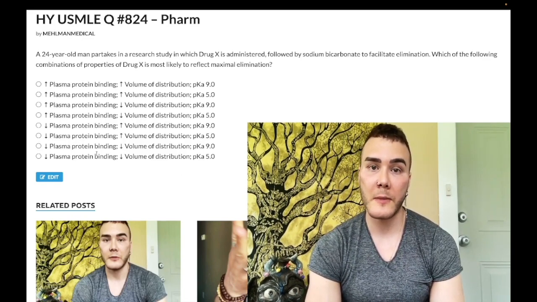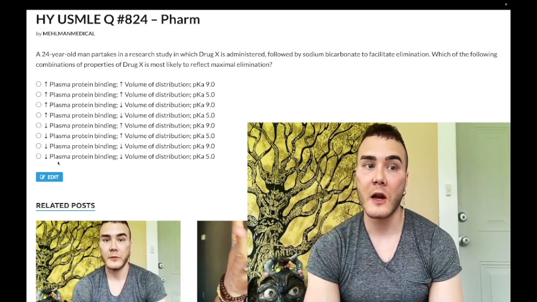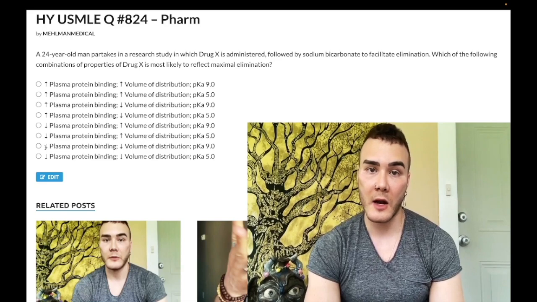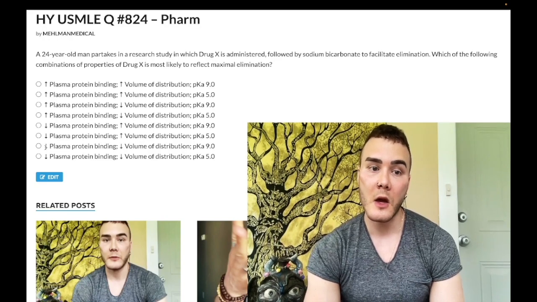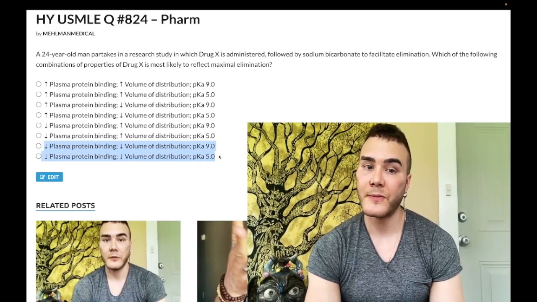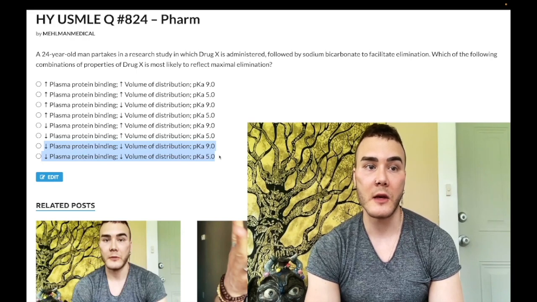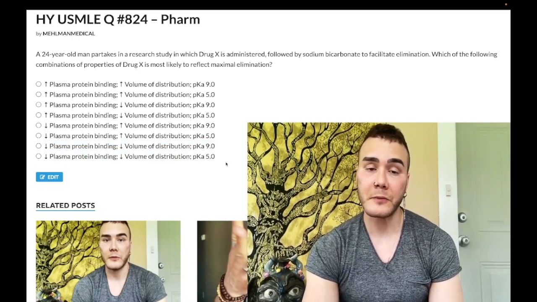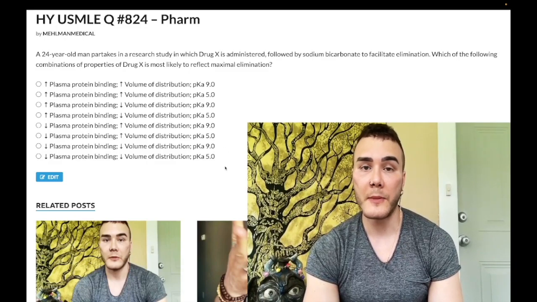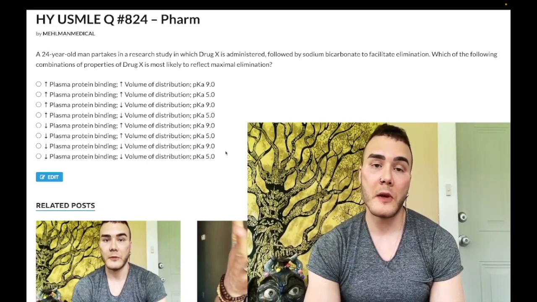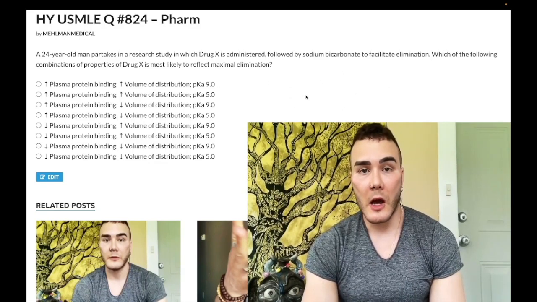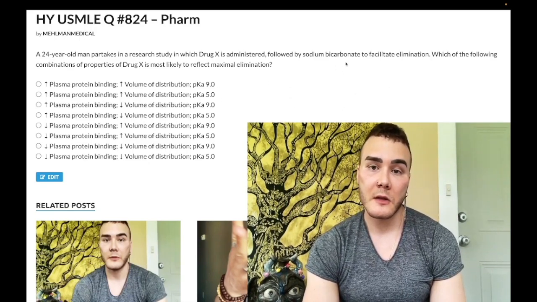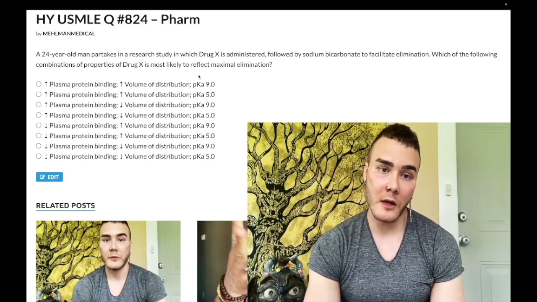So for greater elimination, we want a drug that not only has reduced plasma protein binding so that it can be filtered into the urine more readily, but we also want a drug with a decreased volume of distribution so that it's limited to the intravascular space. It's not dissolved. It's not within interstitial spaces or within adipose tissue. So we're looking at these bottom two answer choices here. Now, arguably the more difficult component, looking at the pKa, as if this is high school AP chemistry or Gen Chem, is going to be that even if you have no idea what's going on, we know that we gave a base, a weak base bicarb that facilitated the elimination of drug X.